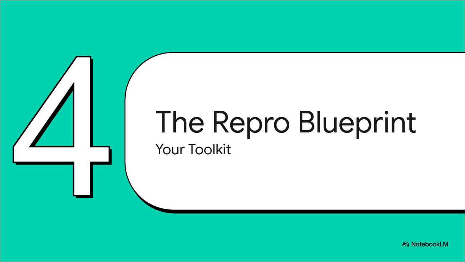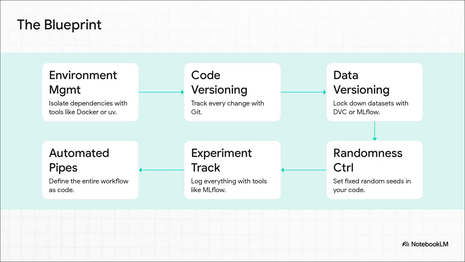Okay, enough of the why. Let's get to the how. Here's the practical blueprint, your toolkit for getting that consistency you need in every single project. This 6-step blueprint is basically your road to bulletproof MLOps. Think of it as a maturity model. You might start simple with just versioning your code and setting random seeds, but the end goal is a complete system. You lock your environment, you version your code and data, you control randomness, you track everything, and you automate the whole shebang. These aren't just separate items on a checklist, they all work together.